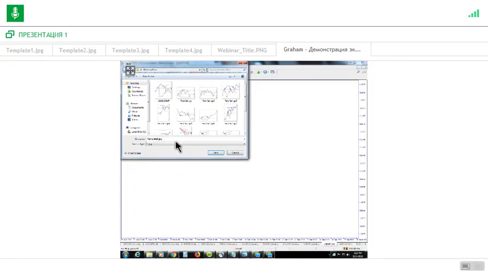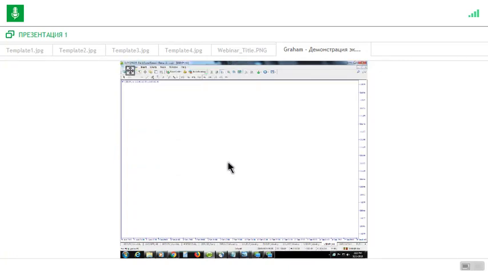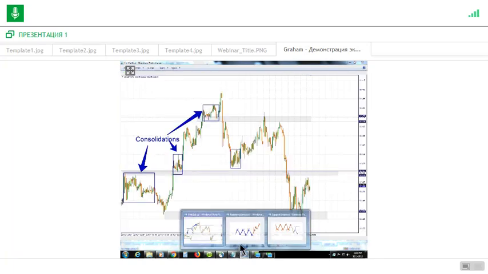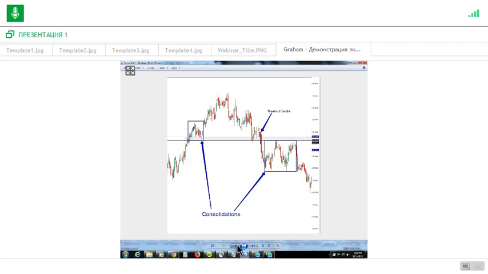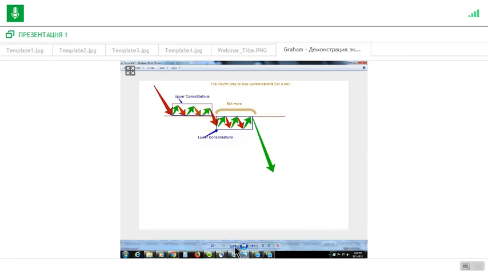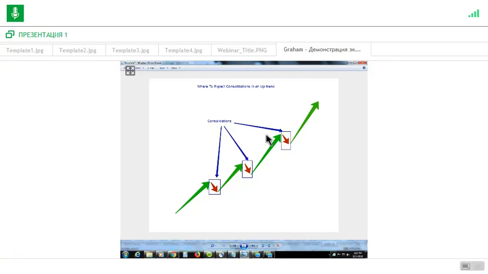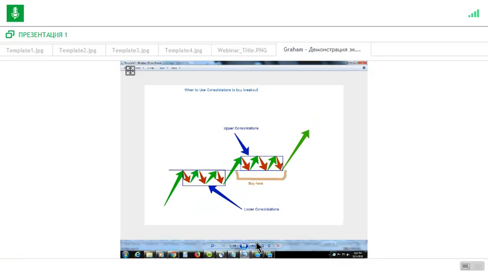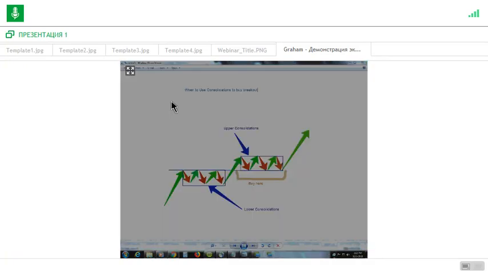Template 5. So this is just one way of consolidating. The ones we've looked at so far are just one way of consolidating, where we're only looking at the trend. Price tends to consolidate within a trend. There's also another one where price breaks above or below a level and then consolidates after breaking.